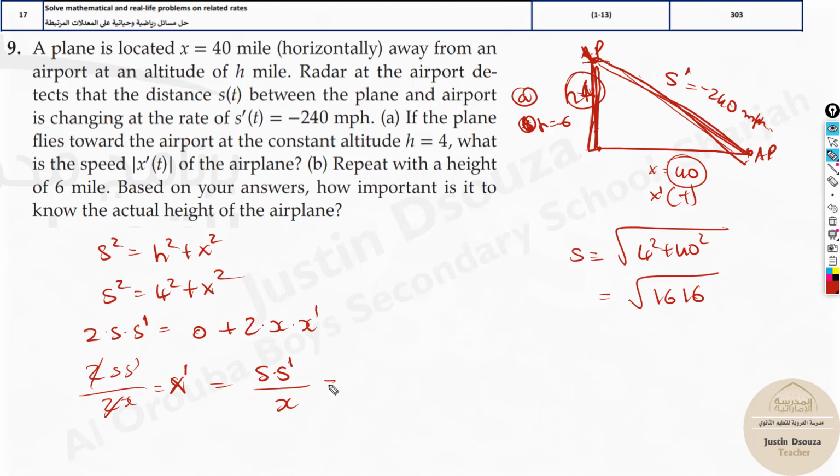Now substitute all that we know. What is s? It is square root of 1616. Multiply it with, what is s dash? It's minus 240 given, divided by, what is x? It is 40 miles, right? Now put this in the calculator, you will get the answer.